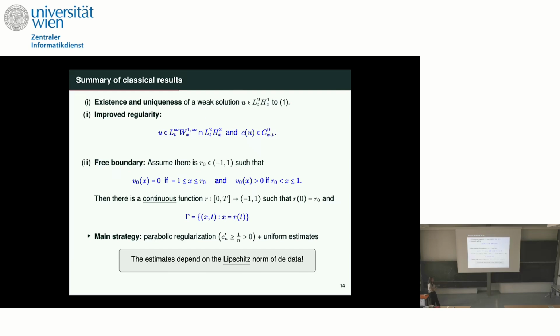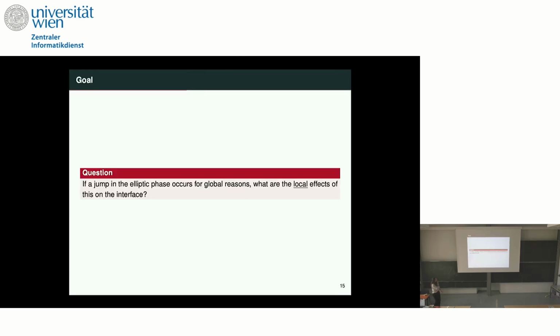So this is something that Dennis and I studied, and in particular, we were interested in answering this question. This was our main goal. If for some global reasons, like we saw in the second example, we have a jump in the elliptic phase, in the negative phase, what are the local effects of this on the interface? What is happening to the interface whenever we have a jump on the elliptic phase? So this is what we're going to try to answer today.